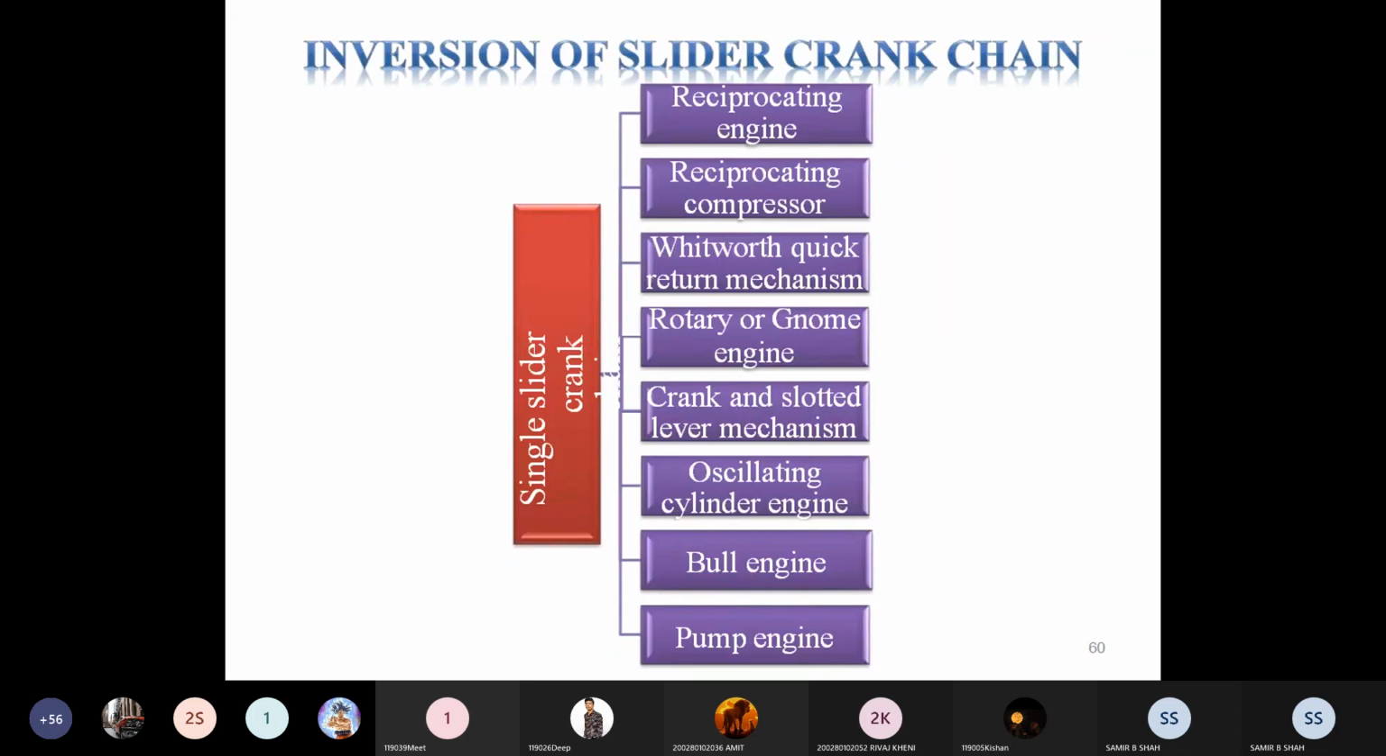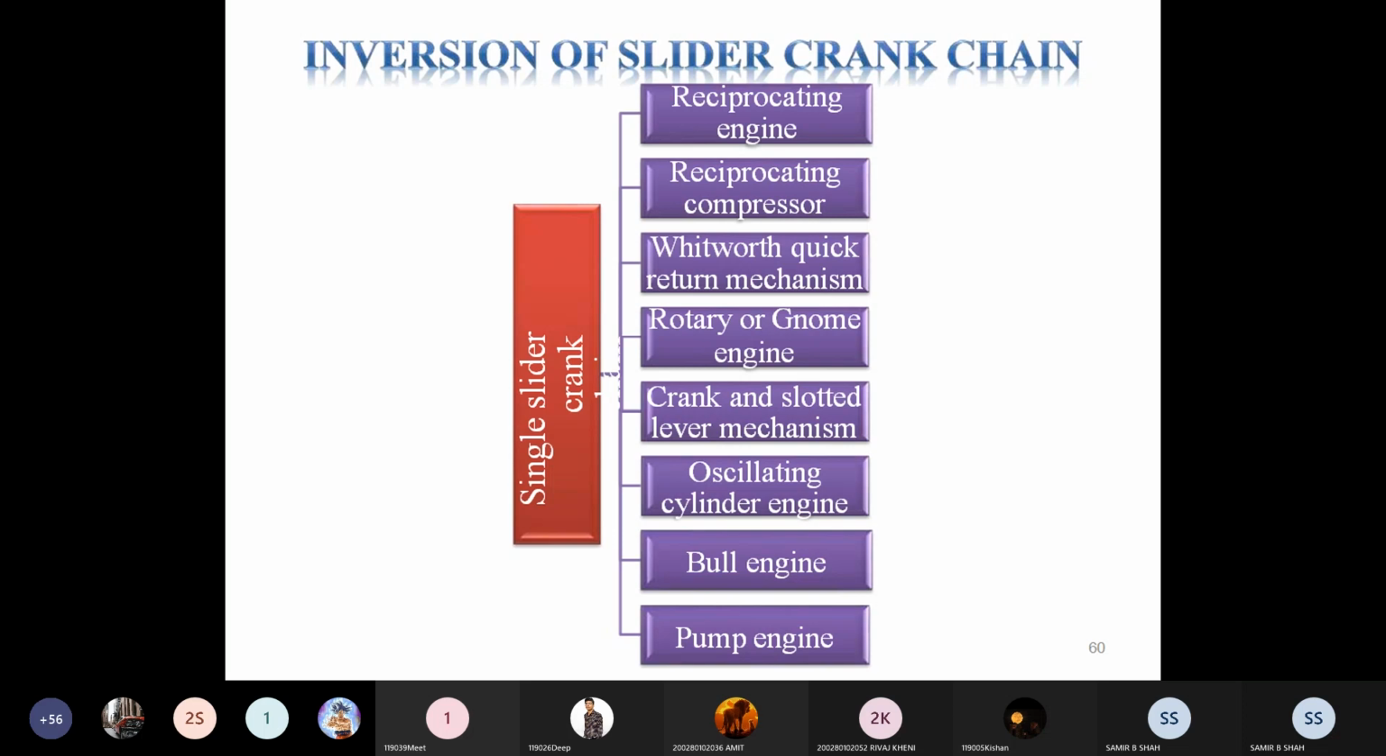Now, as we discussed previously regarding the four-bar chain mechanism, in the same way we will discuss the inversions of the slider crank mechanism. The first one is the reciprocating engine that we discussed. Reciprocating engine, reciprocating compressor, Whitworth quick return motion mechanism, rotary engine, crank and slotted lever mechanism, oscillating cylinder engine, ball engine, and pump engine.